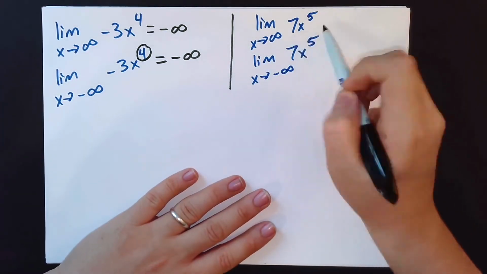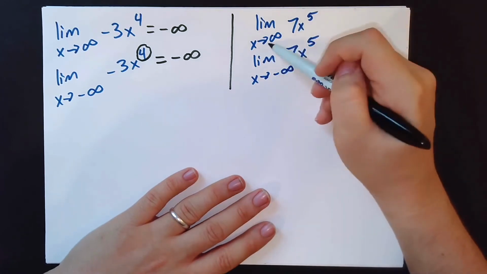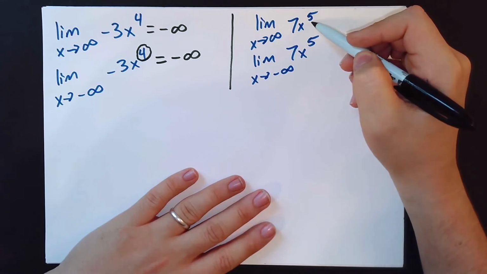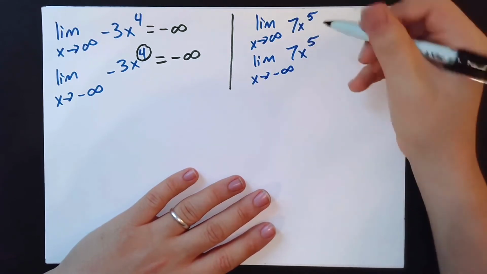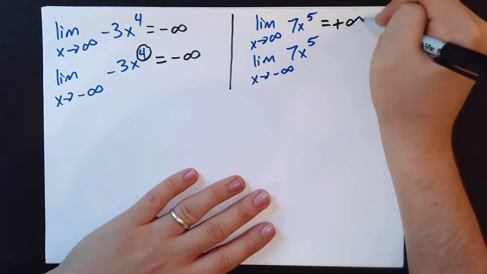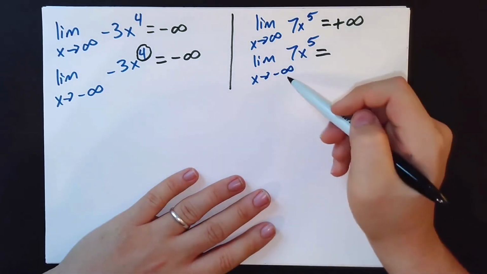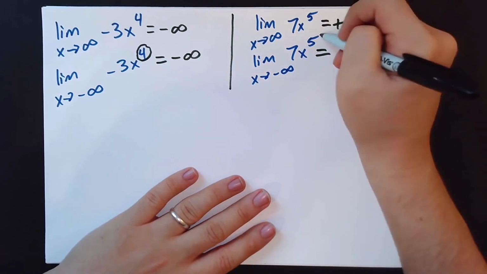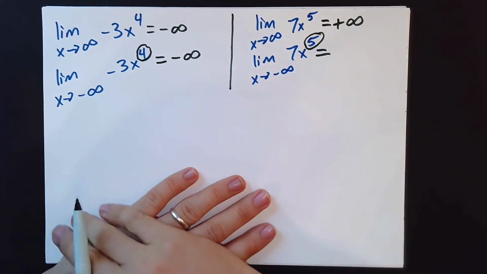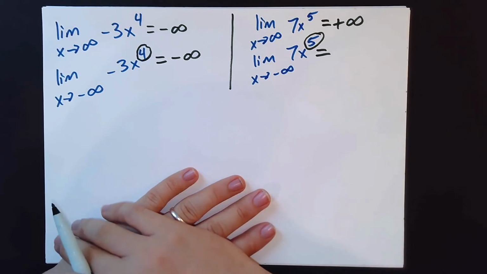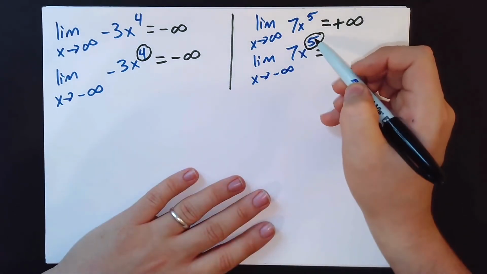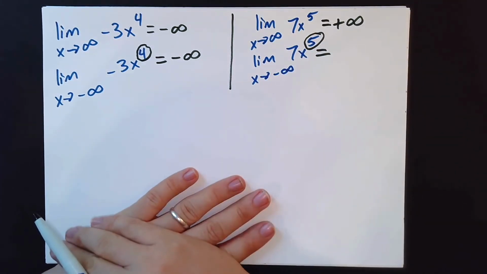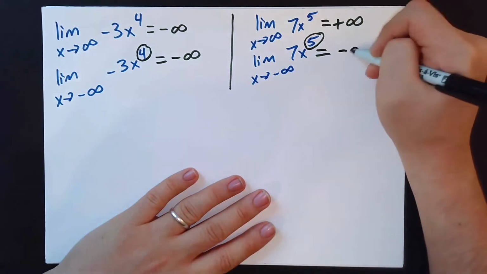What about 7x to the fifth? So if x is a huge positive number, x to the fifth is also a huge positive number, and then times 7, still a huge positive number. If x is a huge negative number, x to the fifth is a huge negative number because 5 is odd, and so there's an odd number of minus signs, so 1 is left over after you do all the cancellation. And so this x to the fifth is a huge negative number, and then I multiply that by 7, I still get a huge negative number, and so this is minus infinity.